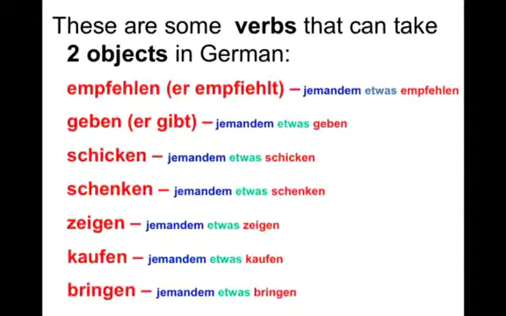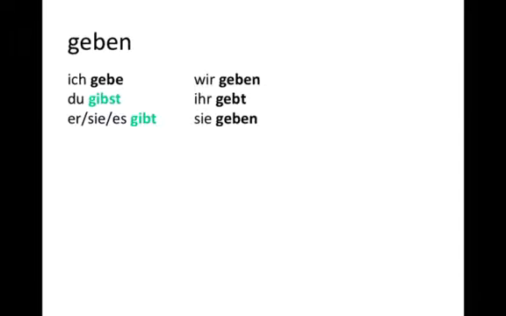Bringen. Der Hund bringt mir den Ball. The dog brings to me the ball. Yeah, so we've had that before. And then we have geben as one important verb in this chapter, Kapitel 6. Ja, so wir wollen wissen, wie man das konjugiert. Ich gebe, and then we have a vowel change. Du gibst, sie es gibt. Wir geben, ihr gebt, sie geben.